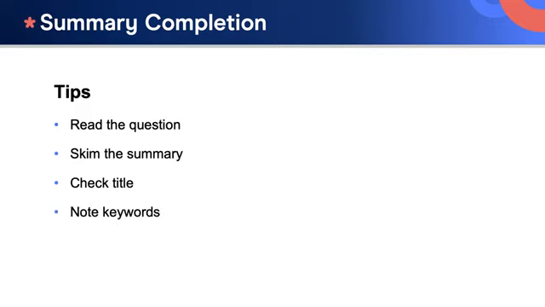The first thing to do is read the instructions to find out how many words are allowed for each answer. Then, you should quickly skim the summary to get an idea of its general topic and overall meaning. Check the title as it can help you identify which part of the passage contains the answers. Also, make a note of any key words in the summary that might help you locate the information you need. As you skim the summary, try to think about or predict what word could go into the gap.